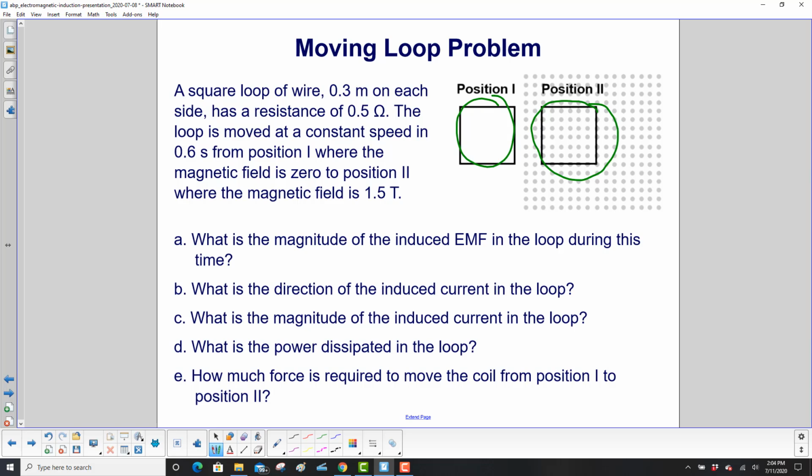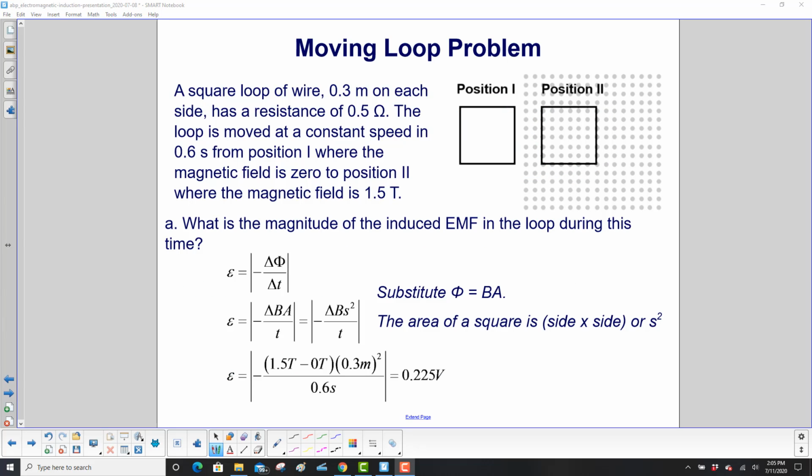What is the direction of the induced current in the loop? What is the magnitude of that induced current? What is the power dissipated in the loop? And how much force is required to move the coil from position 1 to position 2? What is the magnitude of the induced EMF?